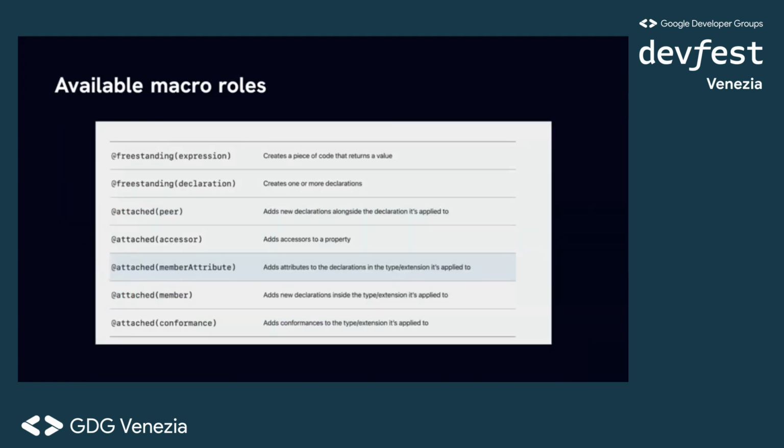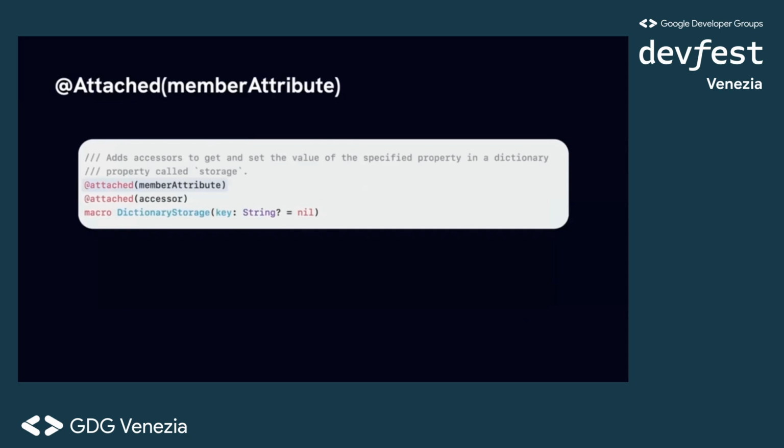Also, we have another one, member attributes. When you declare that, you can use macros together. They have combines.